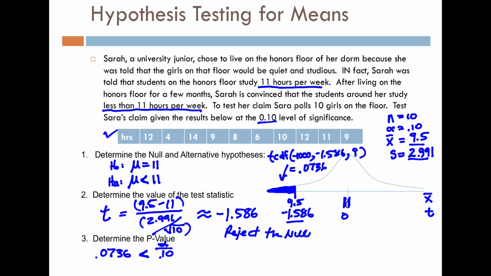Remember, the null stated that it was 11. We got a random sample that was 1.5 hours off of that to the left. And what this p-value says is, if we assume 11 is true, there's a 7% chance that I would see the result I did under those circumstances. So getting a sample of this size with 10 people would only happen 7% of the time. So that's enough for us to reject the null in this case.